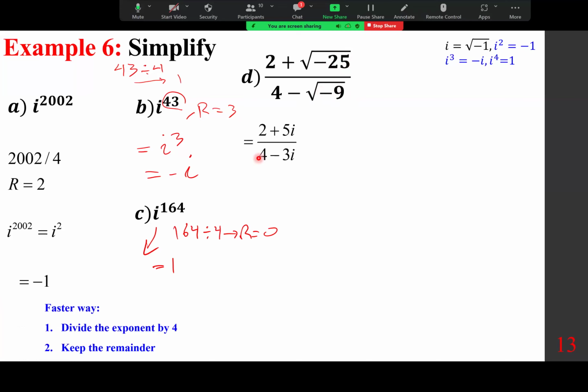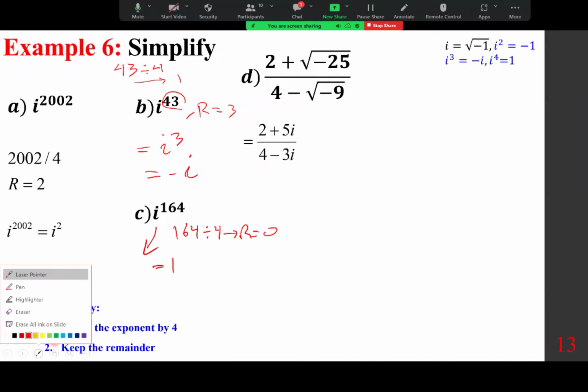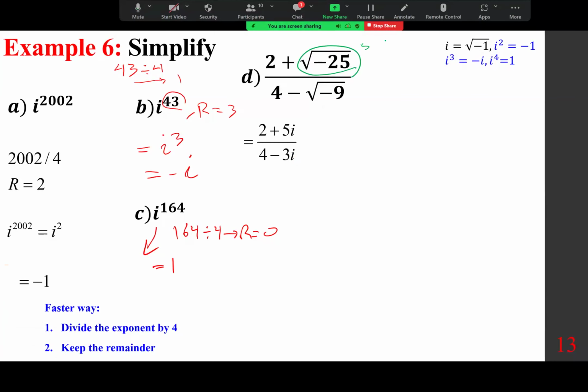So again, quickly, 2 and 4 don't change. The square root of -25 comes out as 5, with the square root of -1 replaced with i. The square root of -9 comes out as 3, and the negative inside changes to i. Just to make sure everybody is following that, I'm going to write next to it, this becomes 5i.